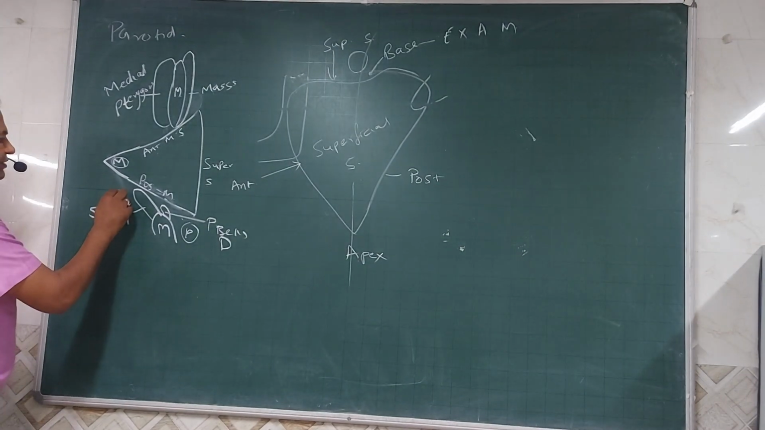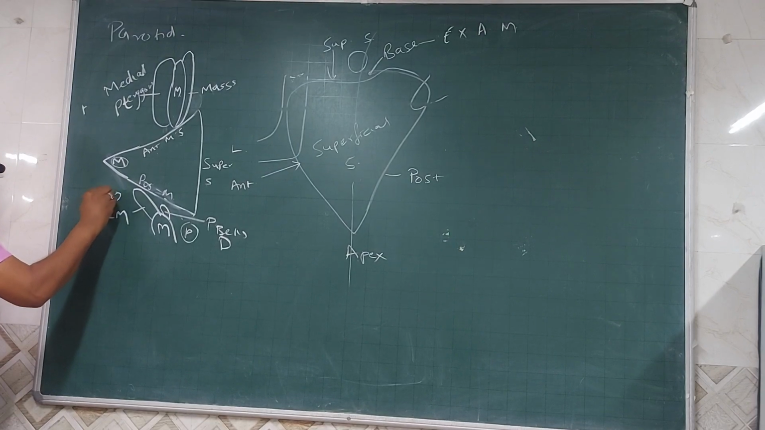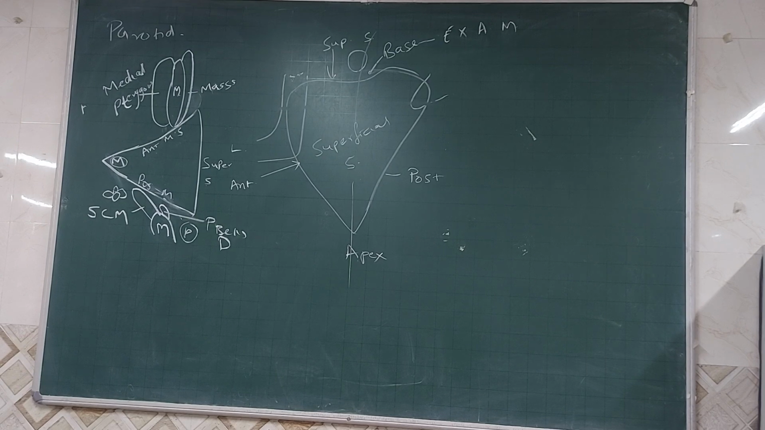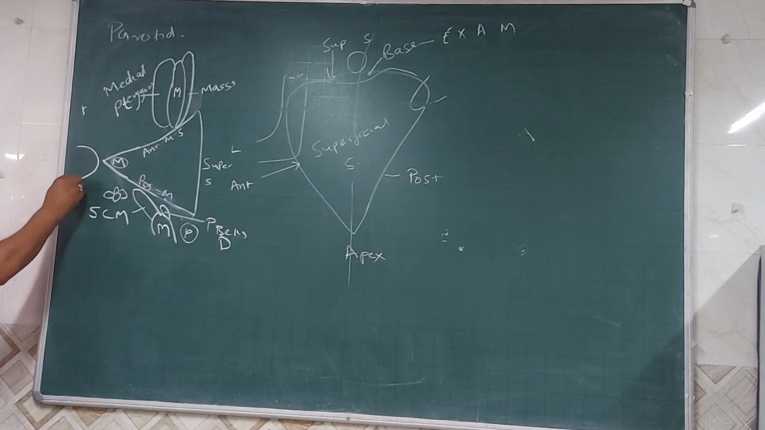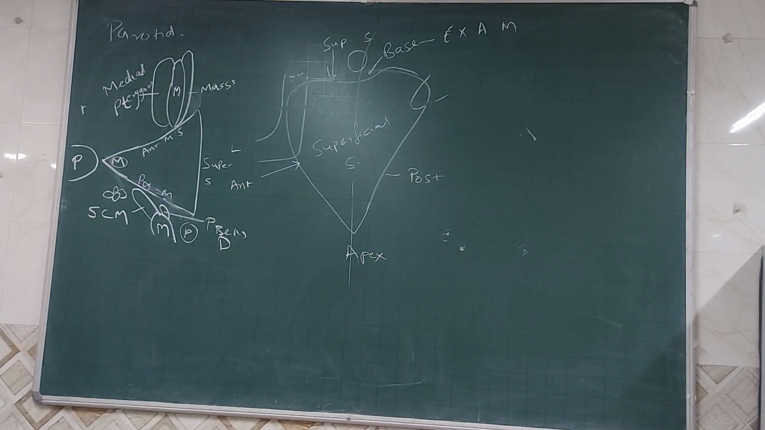Posteromedial surface, so this is the lateral side, this is medial. It is also related to the styloid apparatus. What is the styloid apparatus? The styloid process and the muscles attached to it: stylopharyngeus, stylohyoid. Okay. Now the medial border is related to the wall of the pharynx.